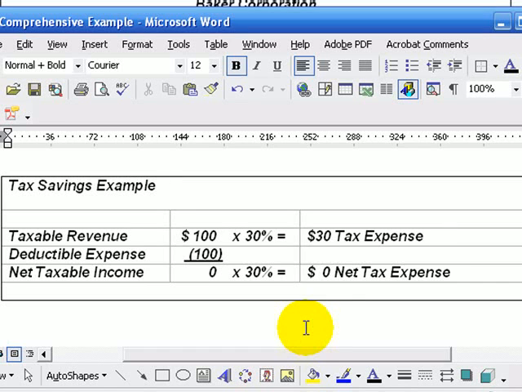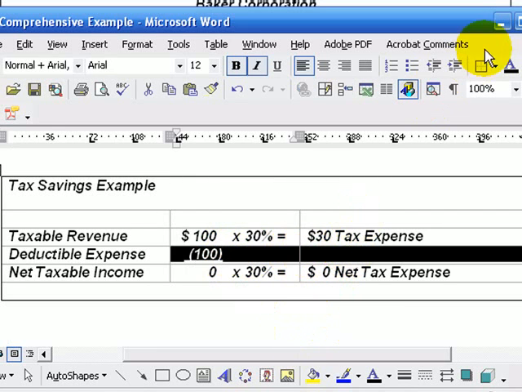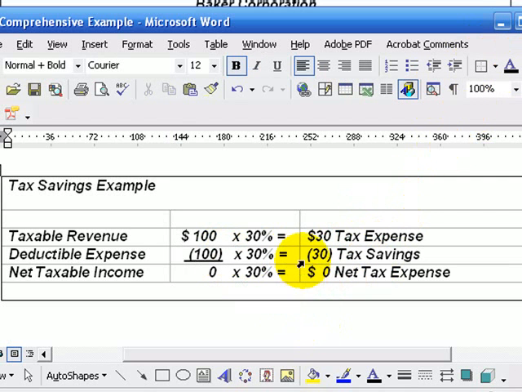The reason our net tax expense is zero is because the deductible expense also created a tax effect. Because we had the expense, we saved the $30 in taxes that we would otherwise have to pay on our taxable revenues. Taxable revenue creates additional tax expense, but a deductible expense creates a tax savings. And in this case, the tax savings exactly offset the tax expense. So net, we had no taxes to pay.